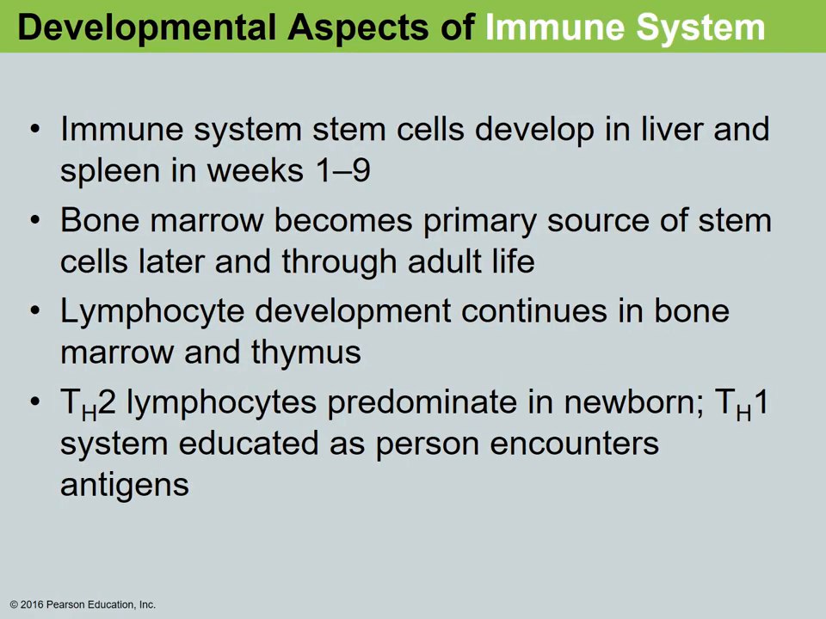In terms of developmental aspects of the immune system, the stem cells start to develop in the liver and then the spleen between weeks 1 and 9 after fertilization has occurred. And the stem cells later in the bone marrow become the primary source of the immune cells, and then throughout the adult life. The lymphocyte development, as you know, is going to continue in the bone marrow and the thymus.